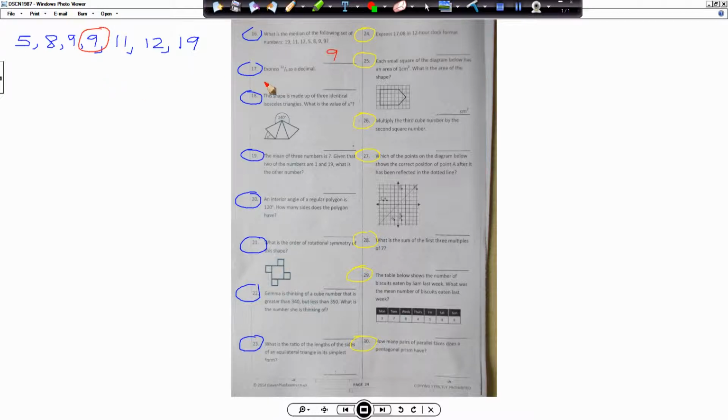Wow, that was really hard. Okay, next question. Express. Okay, express doesn't mean you catch a train. Okay, that was number 16.